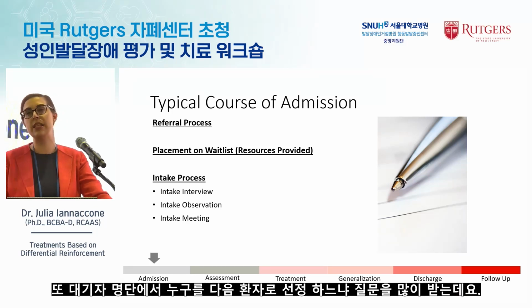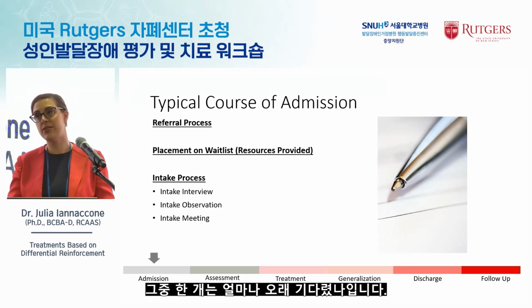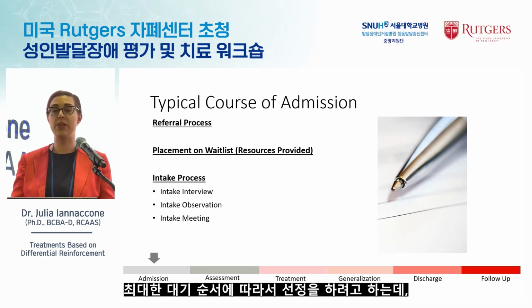So the time on the wait list, how we pick who the next patient is, we get this question a lot, even just yesterday and today. It depends on a lot of factors. So one factor is time on the wait list. We do try to go in order as best as we can, but that's not always possible.